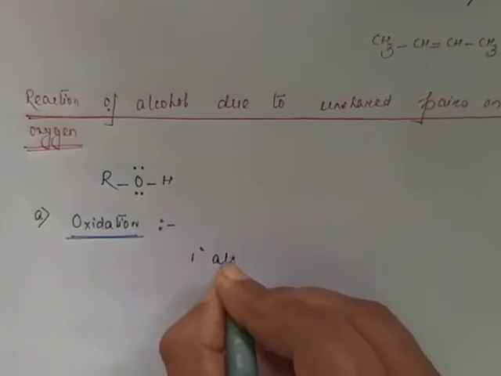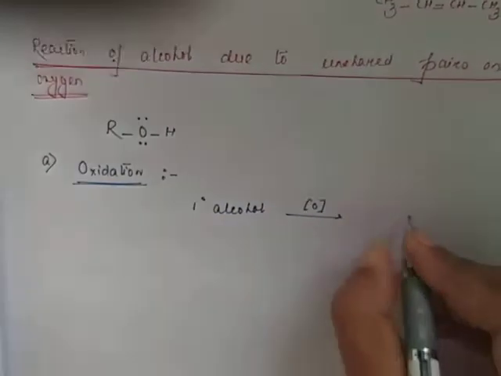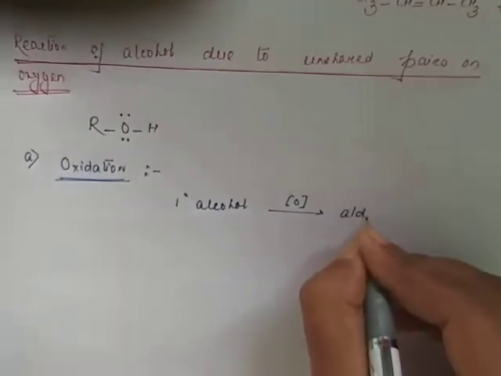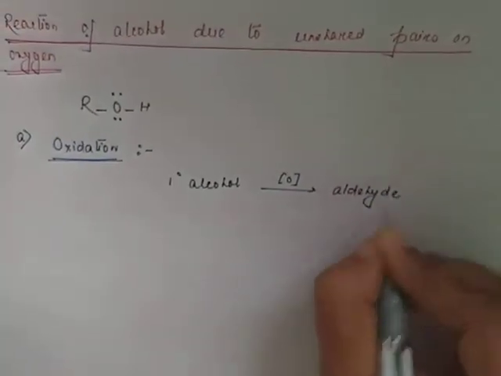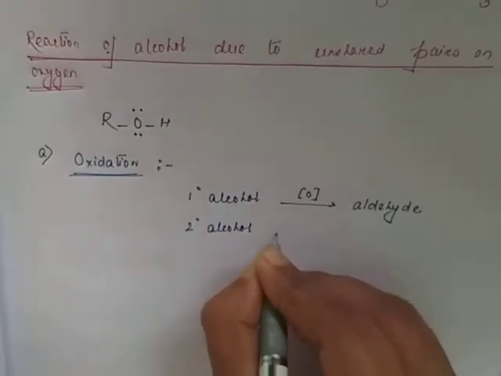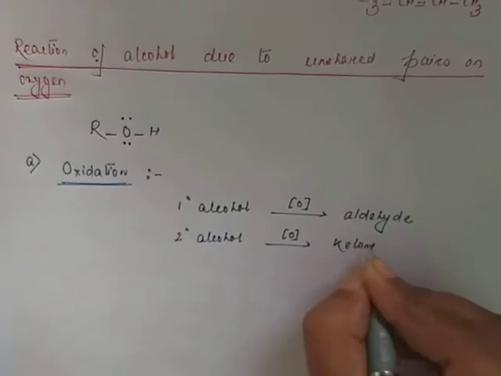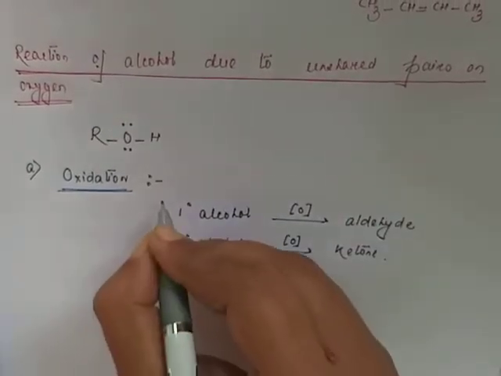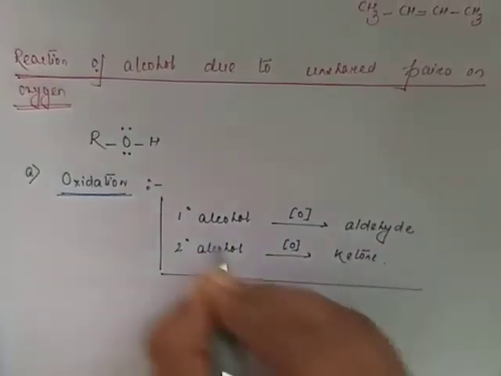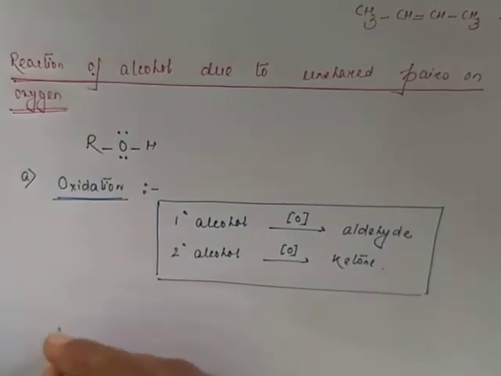We see generally primary alcohols on oxidation give aldehyde, and secondary alcohols on oxidation give ketones. Now using this, there are certain points of differences. Let's see what are the points of differences.